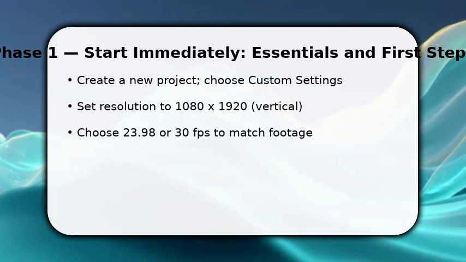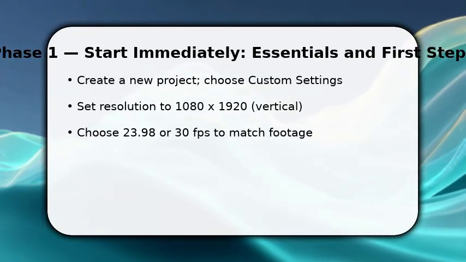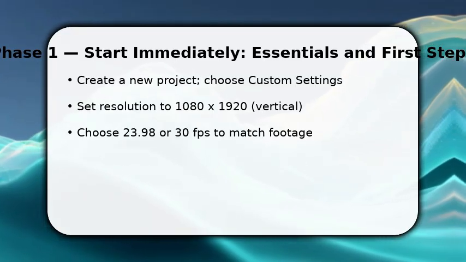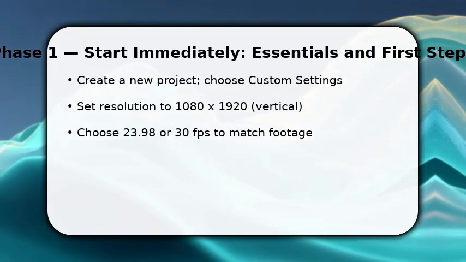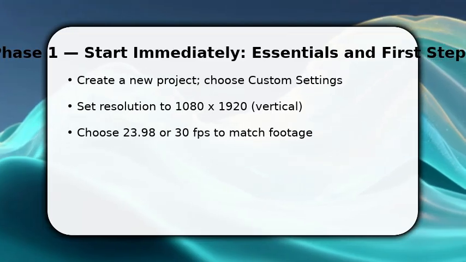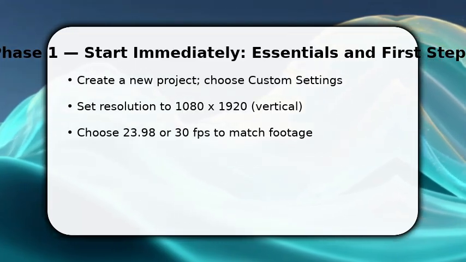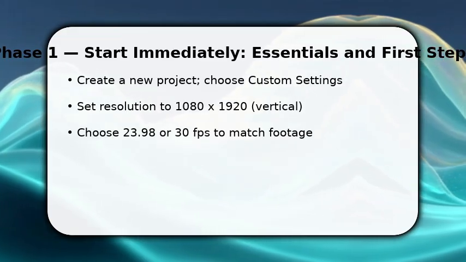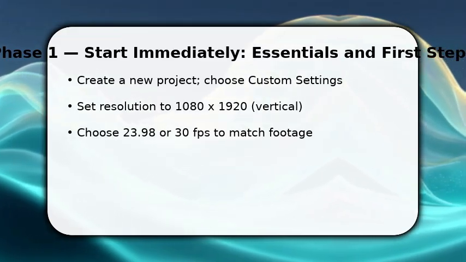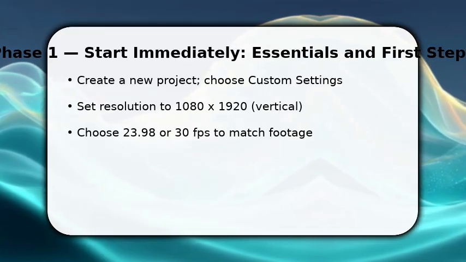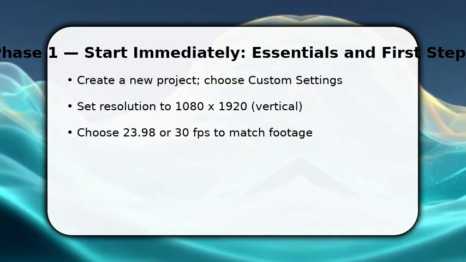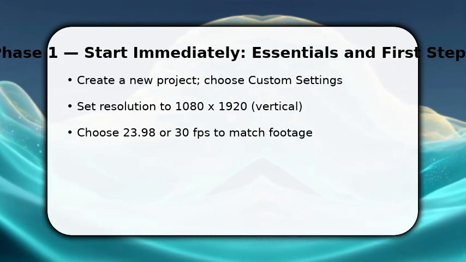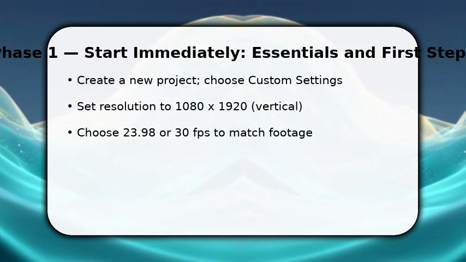You begin by making a new project and switching to custom settings so the timeline matches vertical video. This prevents scaling surprises later. Choose 1080 by 1920 for phone-friendly portrait and pick the frame rate that matches your source, 23.98 or 30 FPS. Once done, import your clips and drag a clip to the timeline so Final Cut Pro adopts the project settings. This step ensures your canvas is vertical from the start, reducing extra transforms and preserving quality.